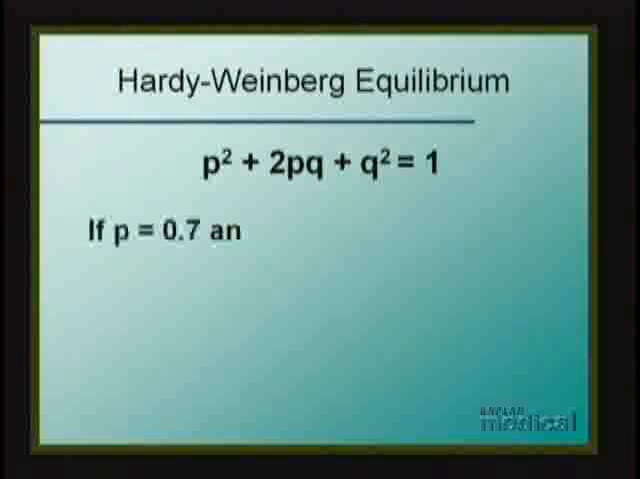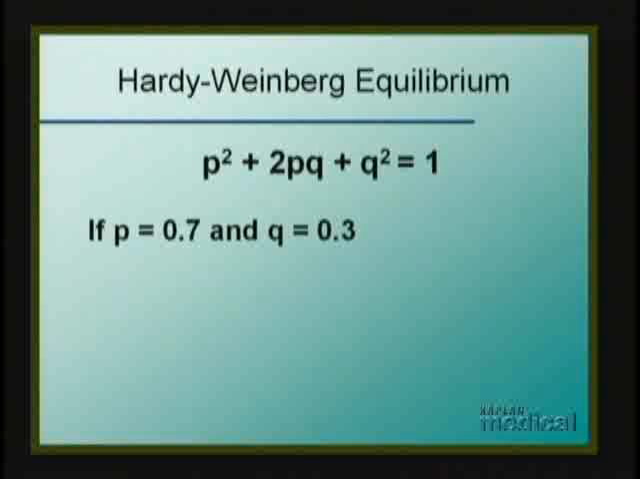Now, we had just determined a few minutes ago that the values for p and q, that is the two allele frequencies in our example, were 0.7 and 0.3. So in our equation, p would equal 0.7, q equals 0.3. Let's plug those numbers into this Hardy-Weinberg equation and just see what comes out at the bottom.